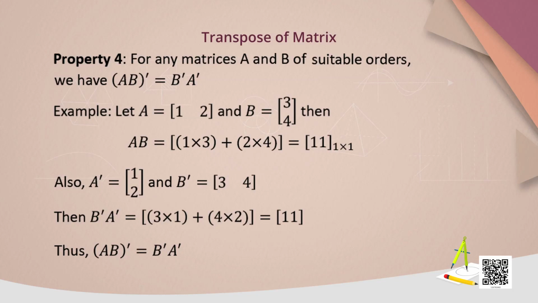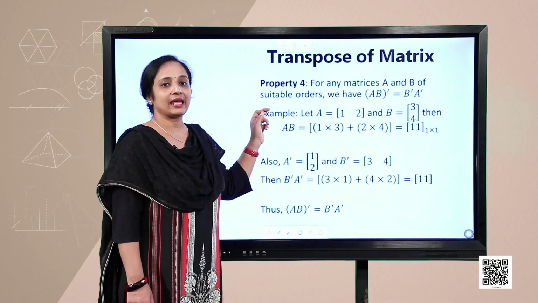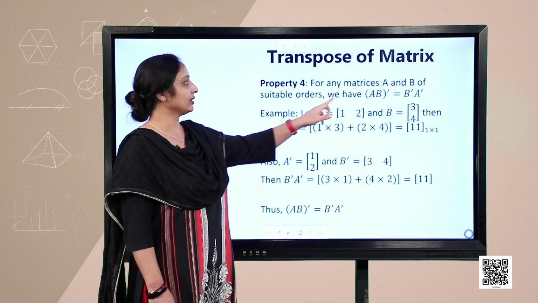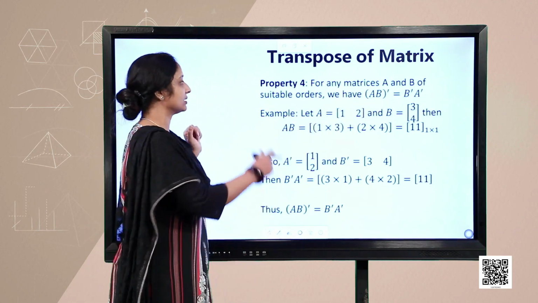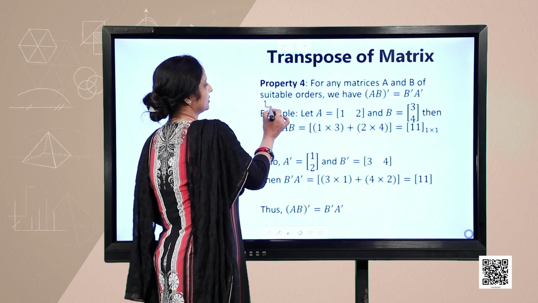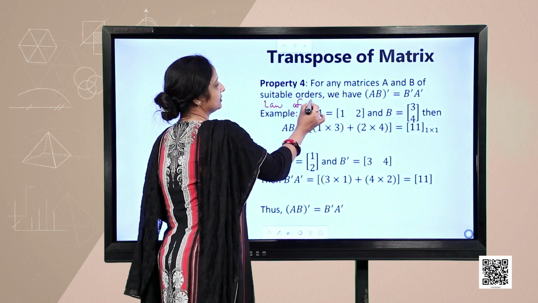Next property, for any two matrices A and B, we have A into B whole transpose is equal to B transpose A transpose. This is also called law of reversal.